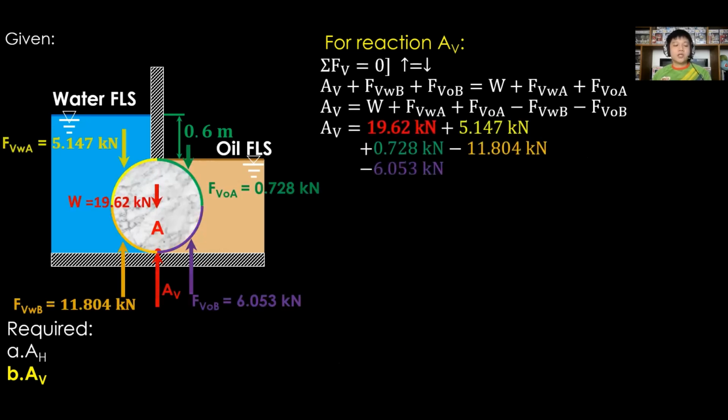Update the equation with the value of F sub VOB. Then determine the value of A sub V. A sub V is equal to 7.638 kilonewtons upward. Positive, which means correct assumed direction.